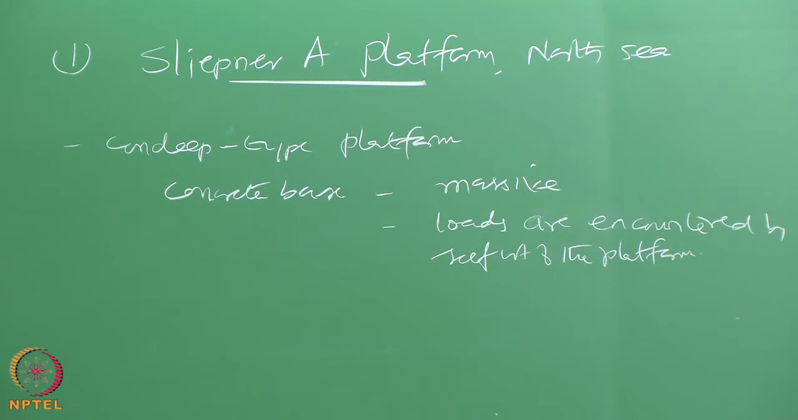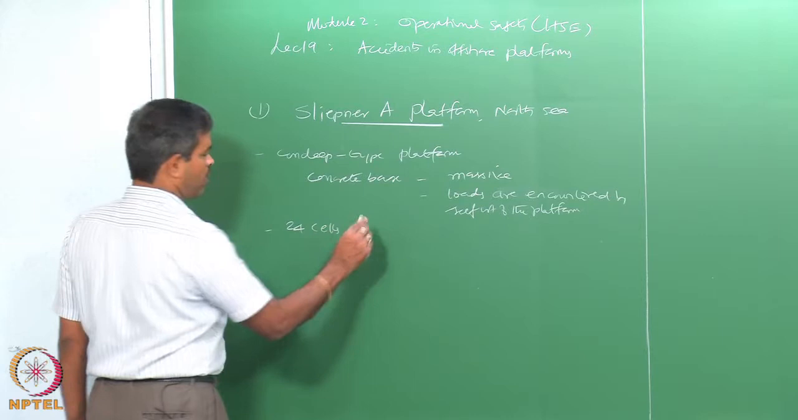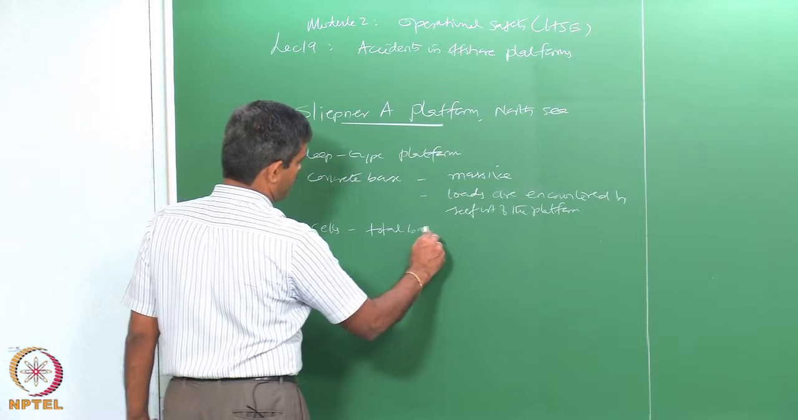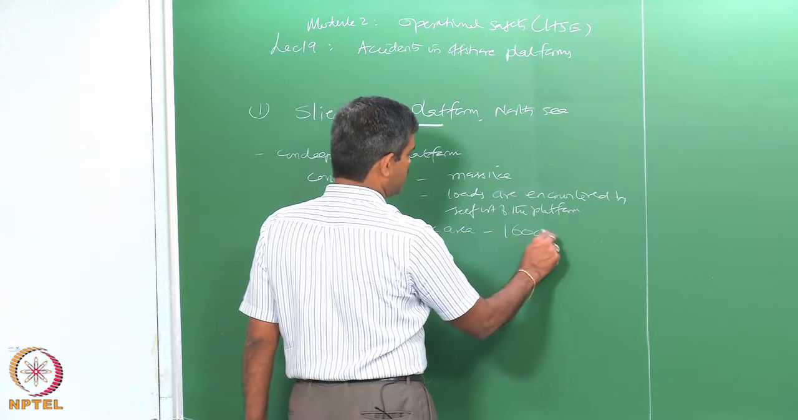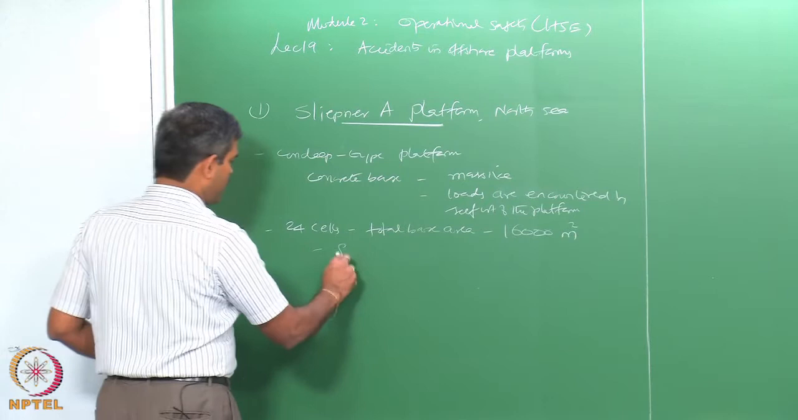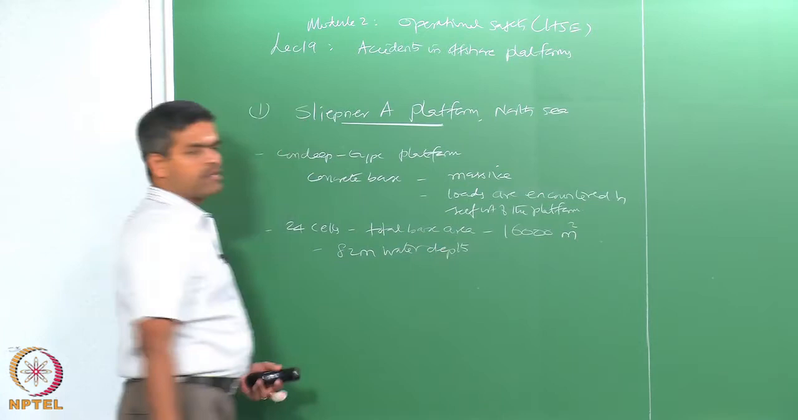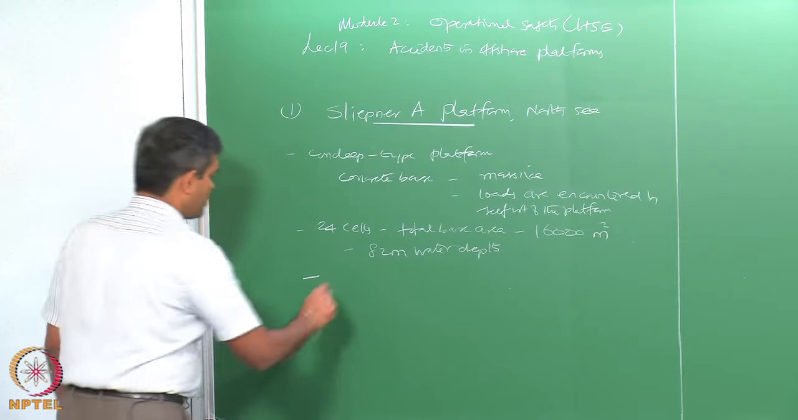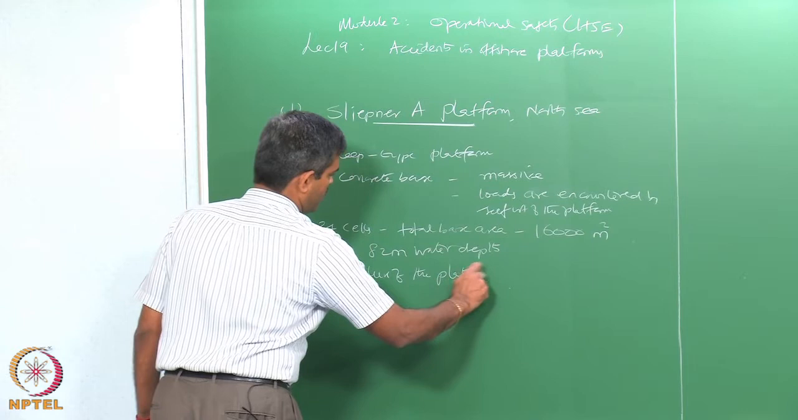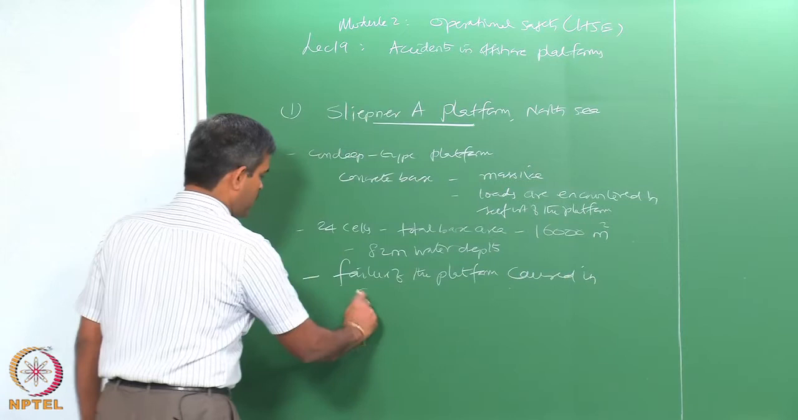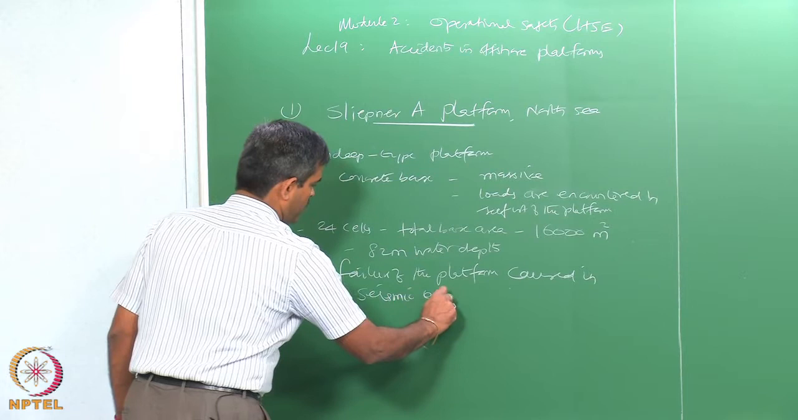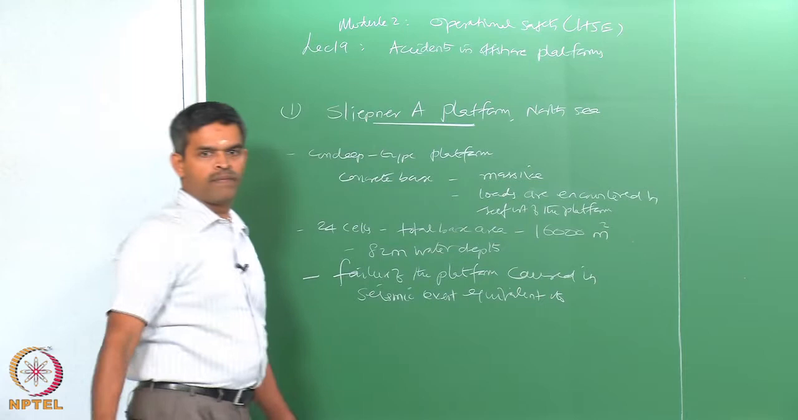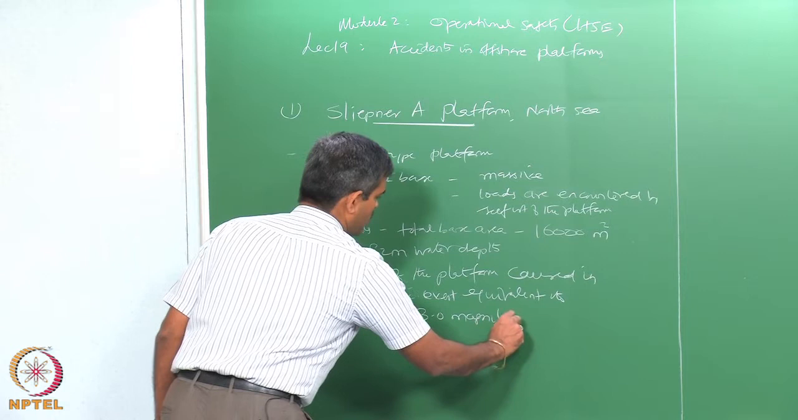It consists of about 24 cells, because they are all caisson type, with a total base area of about 16,000 square meters. It is operating at a depth of 82 meters water depth, relatively shallow waters. The platform has encountered a seismic event. The failure of the platform was caused in a seismic event equivalent to 3.0 magnitude on the Richter scale.